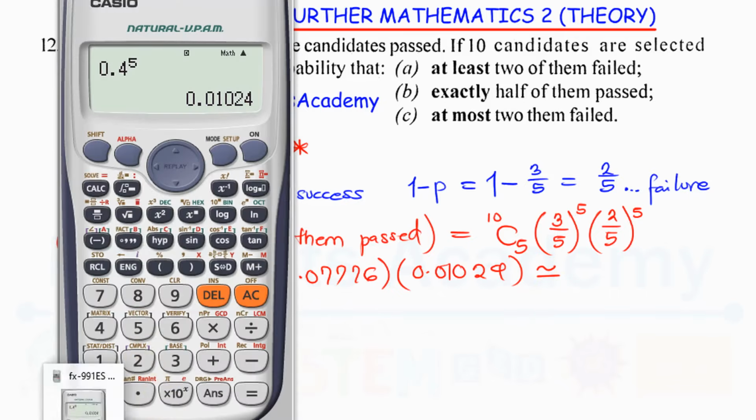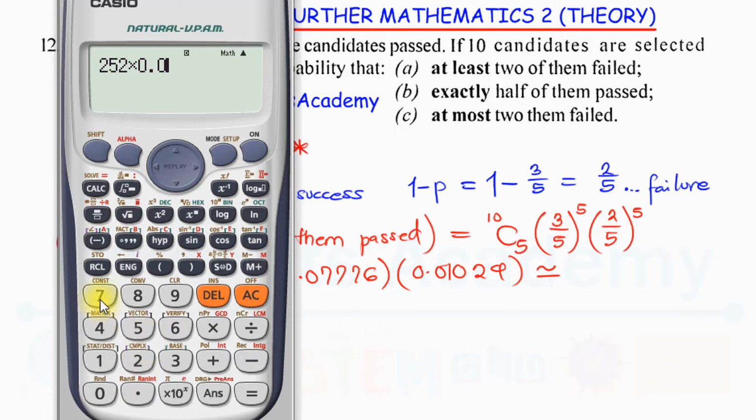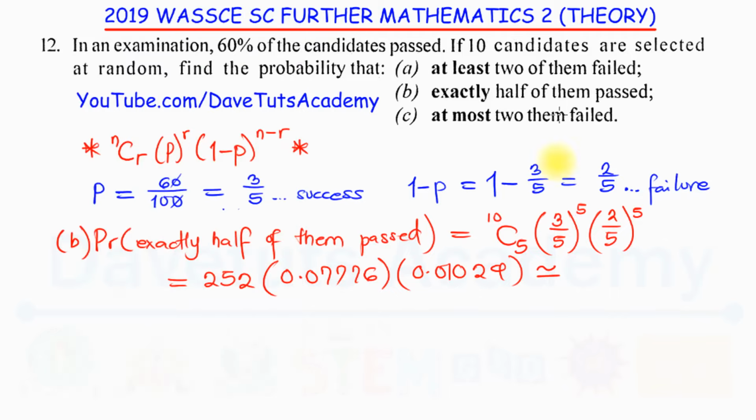Let me see, 252 times 0.07776 multiplied by 0.01024. So this is 0.200. I want it in 4 decimal places, so I will round up 5 to 6. So this is approximately 0.2007 as the probability that exactly half of them passed.